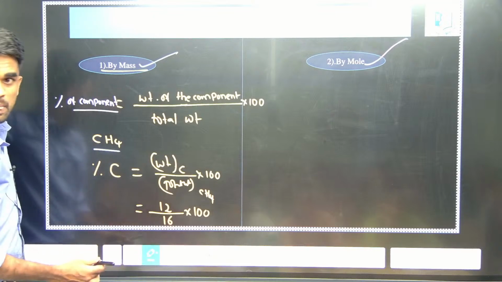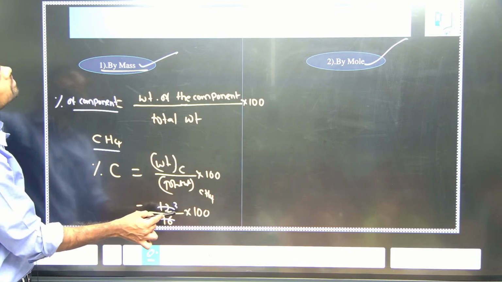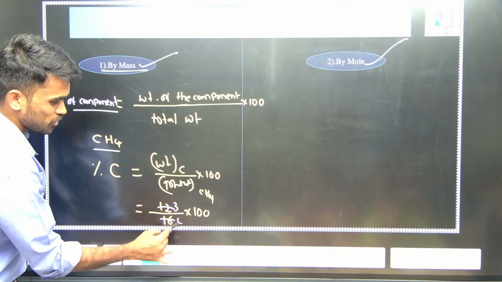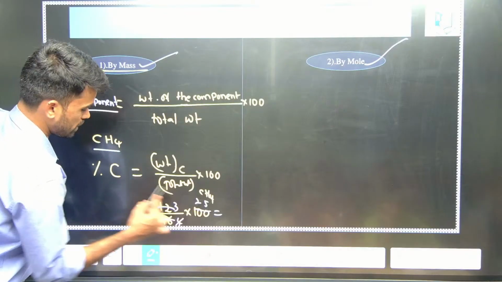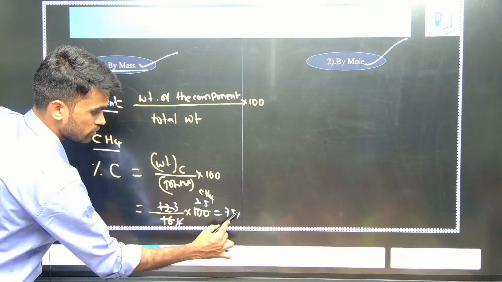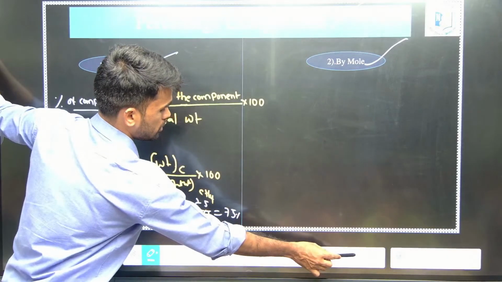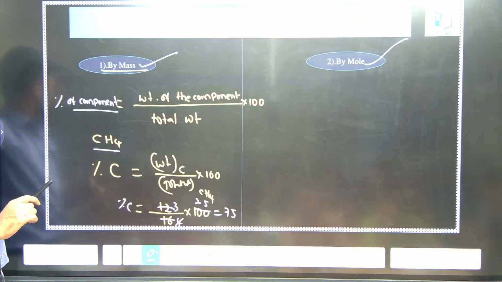Is this clear? So this many times, how many times? 4 3s are 12, 4 4s are 16. This is 0.25, so the percentage weight of carbon is how much? 3 into 25 is 75. So 75 will be your percentage of carbon. Is this clear what we are doing?